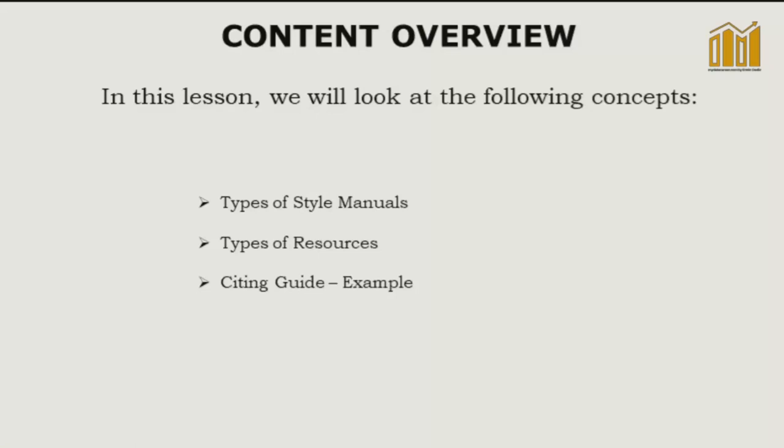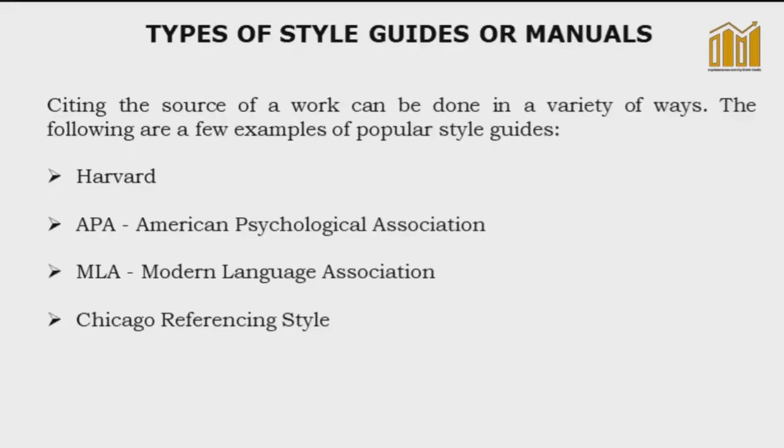Hi guys, following our discussion on the concept and purpose of style guides, we will now look at the various types of style guides, different kinds of resources cited with an example. So, these are the various methods used for citing the sources of the work. These methods are known as referencing or citation styles. There are thousands of style guides, and we will look at some of the popular and widely used ones. So, starting with Harvard, APA, American Psychological Association, MLA, Modern Language Association, Chicago Referencing Style Guide.